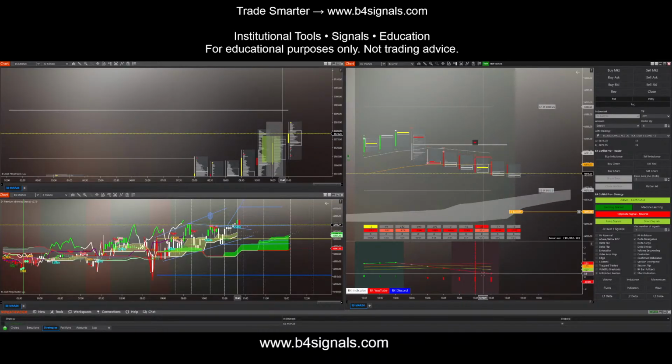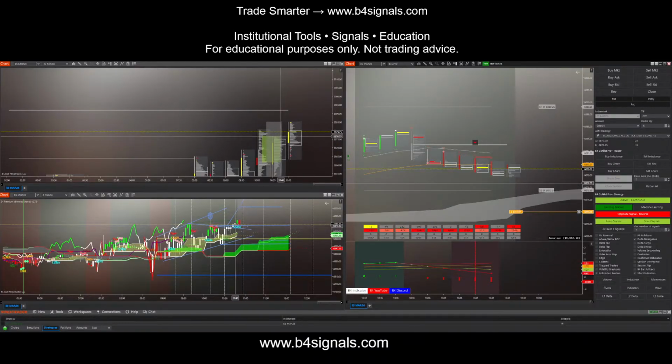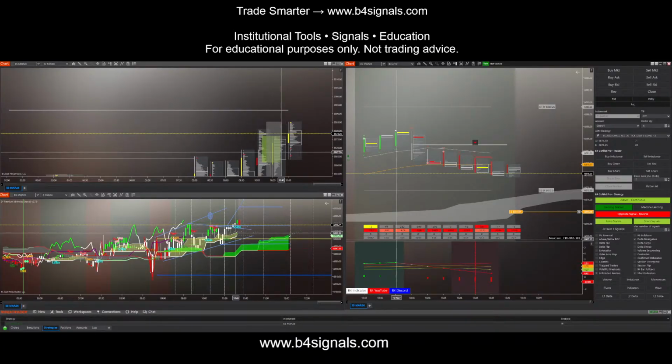Thinking this is possibly going to come down to your 0 mark here and be supported, which would be come back and retest your trigger line, retest your Tenkan here.